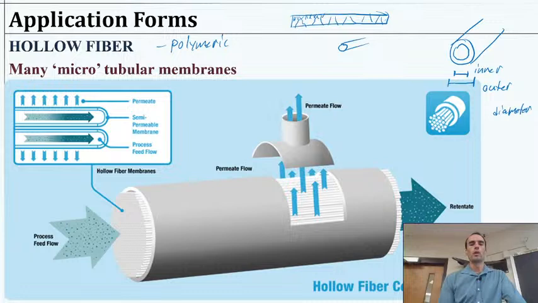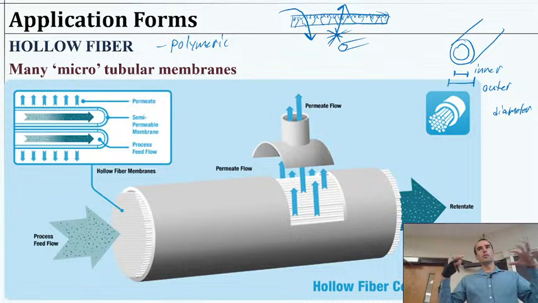You don't want to operate backwards, because then particles are getting stuck inside the support layer, and it gets much more difficult to actually treat this. So in this case, you want water to go this way, not this way, right? We don't like that, because that's going to get all those particles stuck in the larger area before they meet the fine separation layer. And so we try to avoid that.